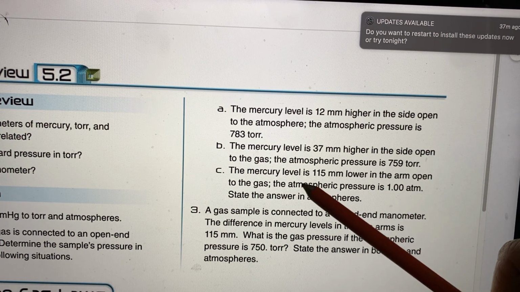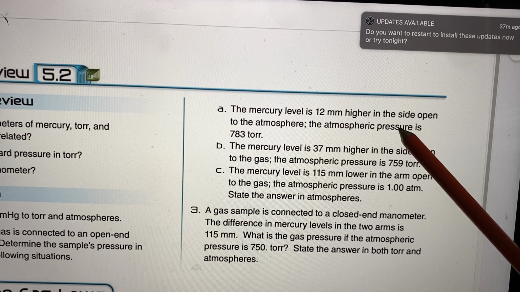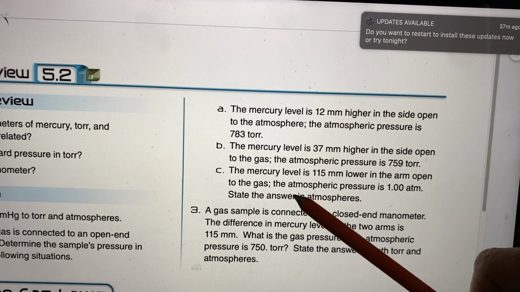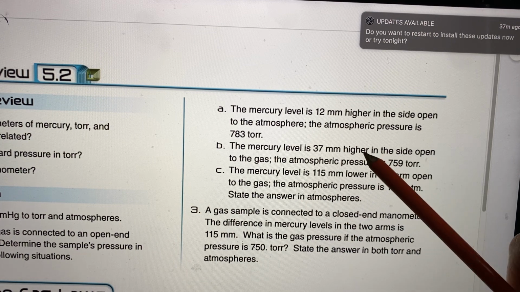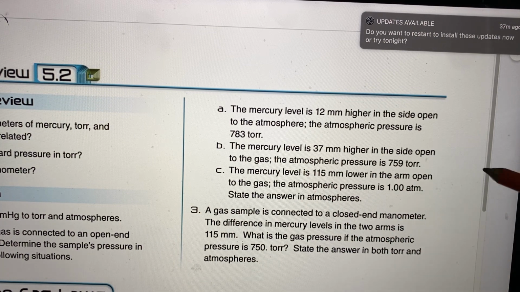Just know, always go by the atmosphere pressure, whether it's higher or lower. If they're representing gas, and it's higher on the gas side, then it's going to be lower on the atmosphere side. Just know which side you're looking at.